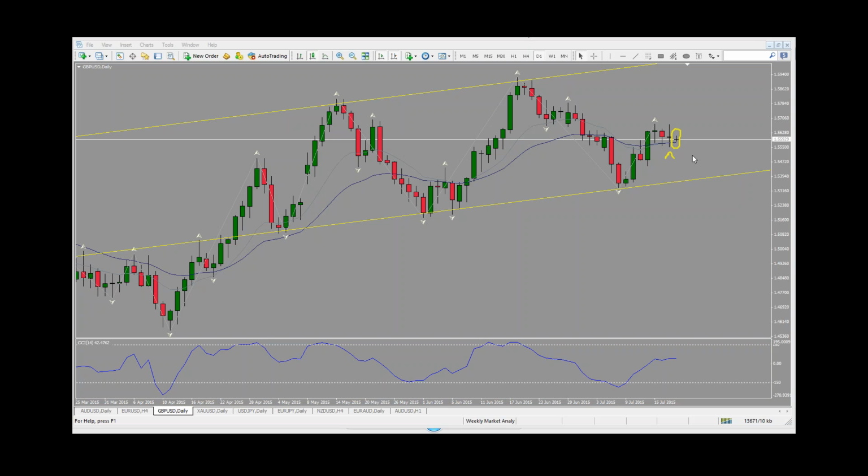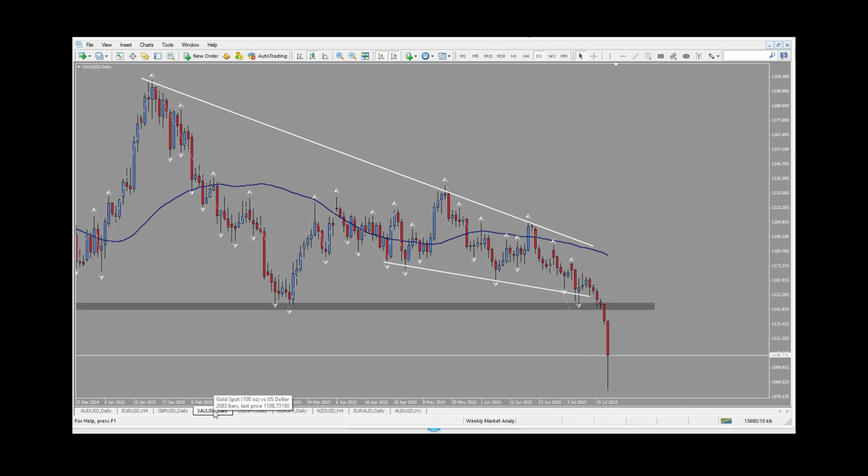All right, so tomorrow, first thing, have a look at your GBP USD chart and look for an inside candle over here. If you get it, place your pending on the break of the inside. All right, let's move on. Gold. Wow, have a look at that.